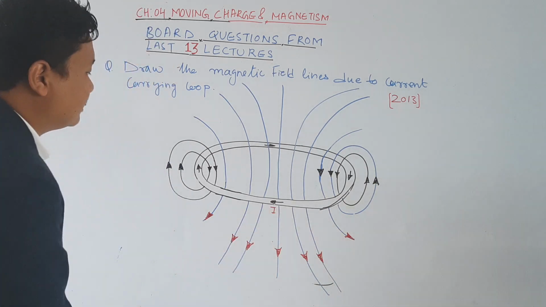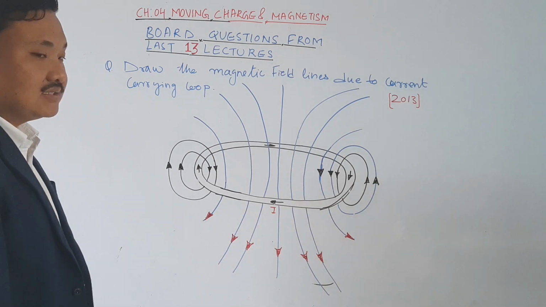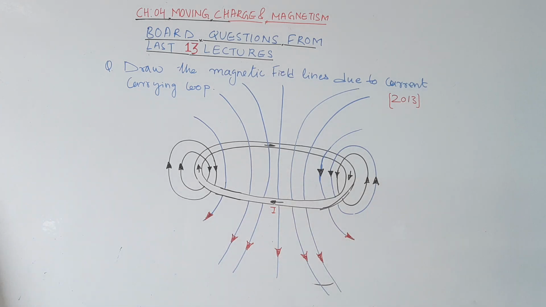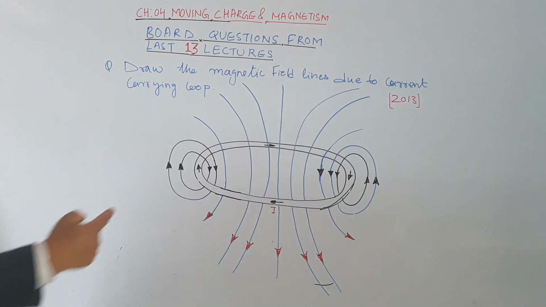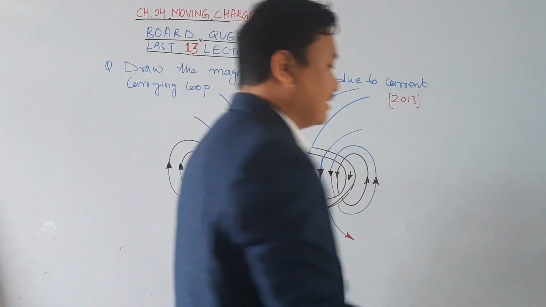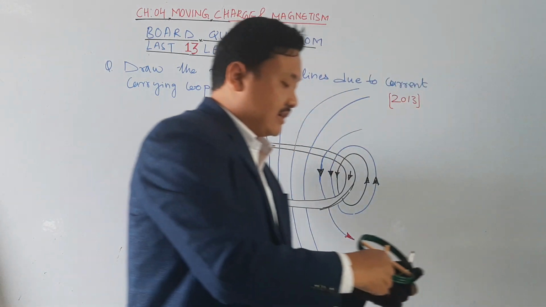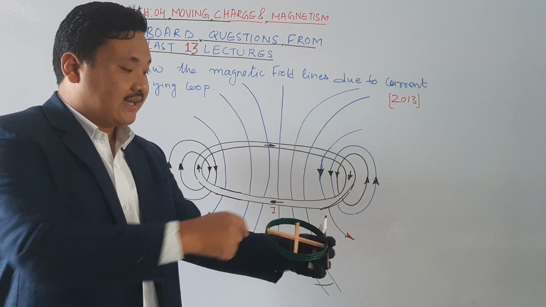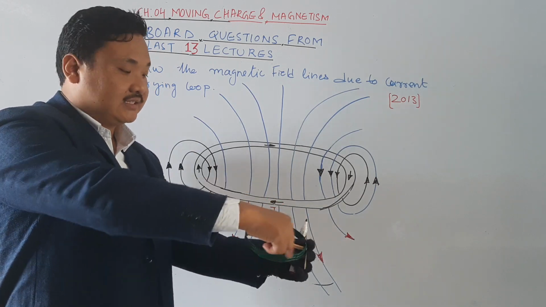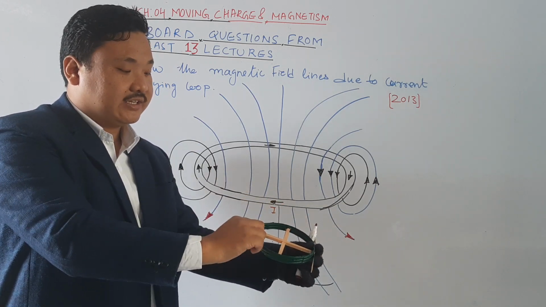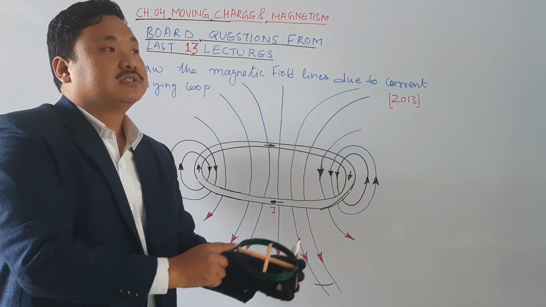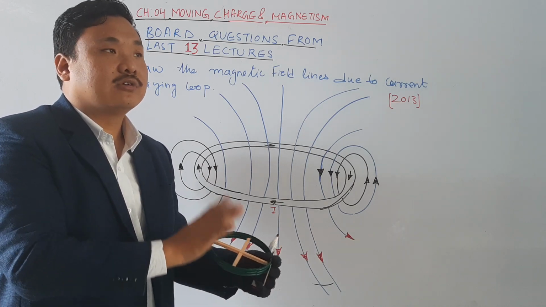So first of all, let me go to this end. What is the direction of current at this end? It is going inside, because it is just like this. This is my circular coil and the current is revolving like this. What is the direction of current over here? It is going inside. So the current carrying conductor has a magnetic field.